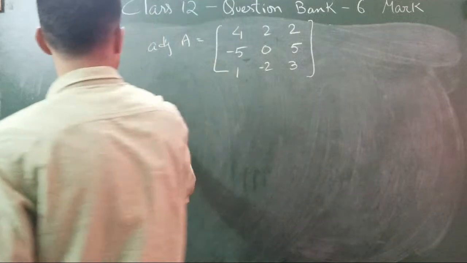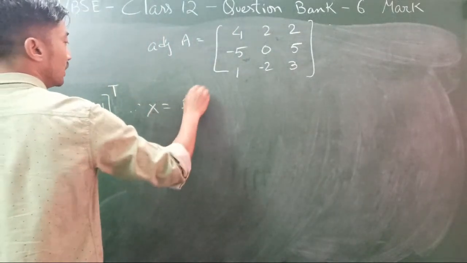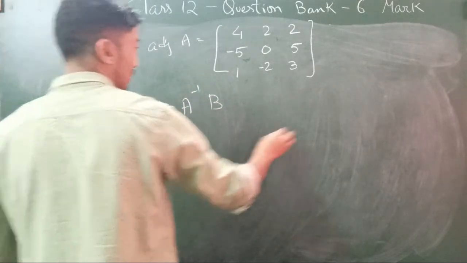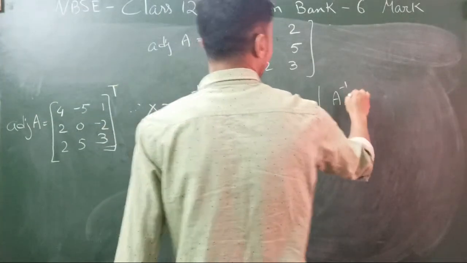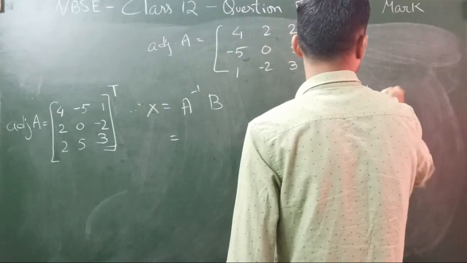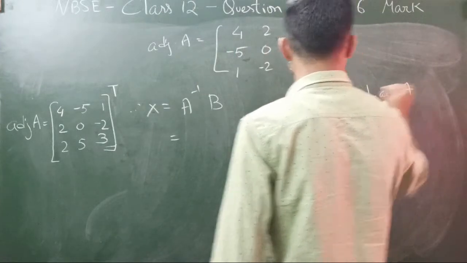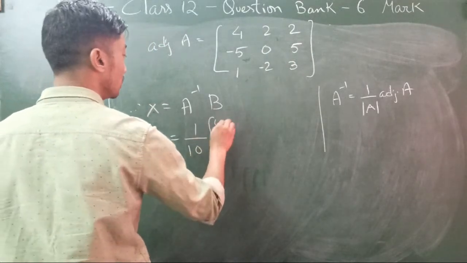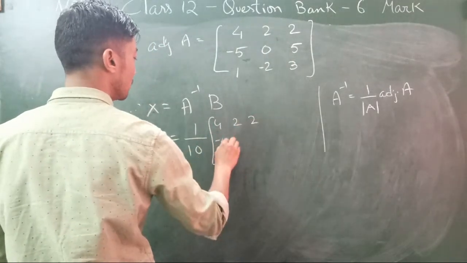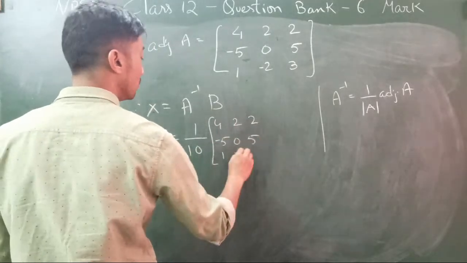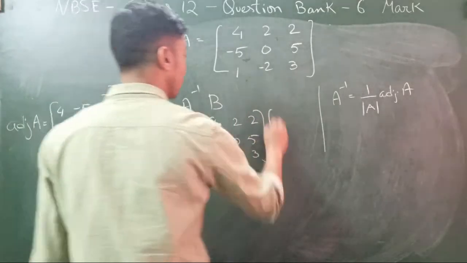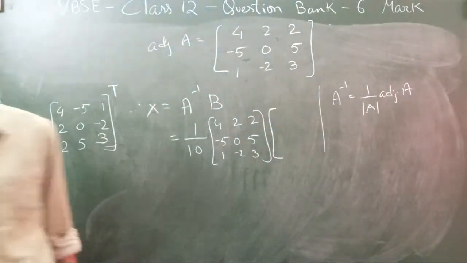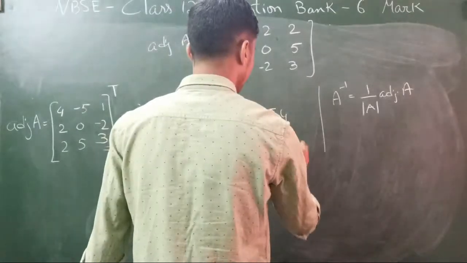Therefore, x equals A inverse of B. A inverse, as we know, is 1 by determinant of A into adjoint of A. I'm just doing it directly. So 1 by determinant of A, which was 10, into 4, 2, 2, minus 5, 0, 5, 1, minus 2, 3, into the matrix B. What was our matrix B? The matrix consisting of the constants is 4, 0, 2.